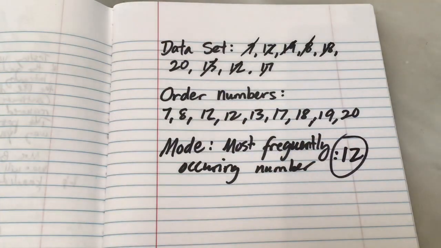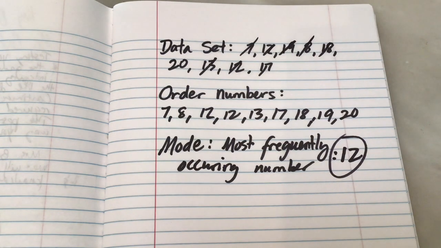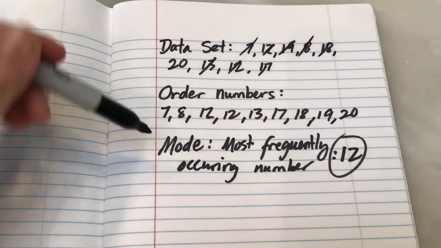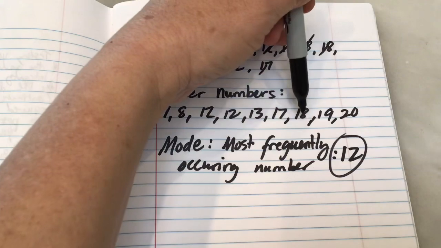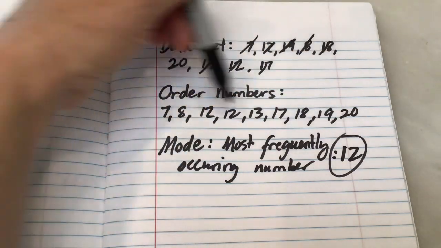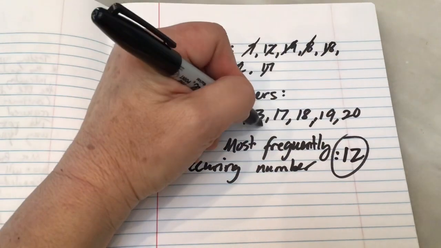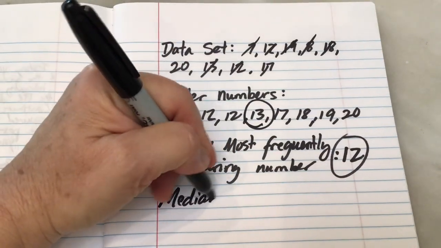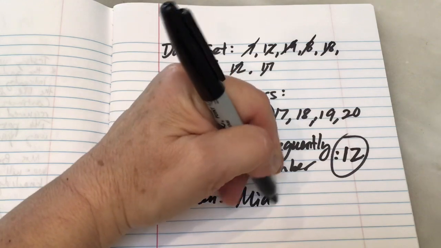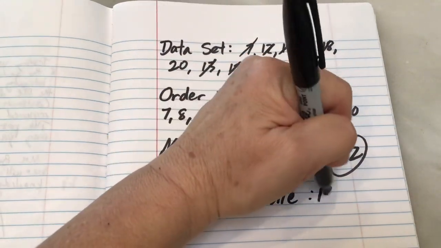And then my median number would be the one in the middle. Medium is the middle size in t-shirts, but median is also the middle of the numbers. So if you look at the set and count how many numbers you have, you'll see 1, 2, 3, 4, 5, 6, 7, 8, 9 numbers. So the middle of that would be the fifth one, which is 13. So your median number is the middle number, and that is 13.